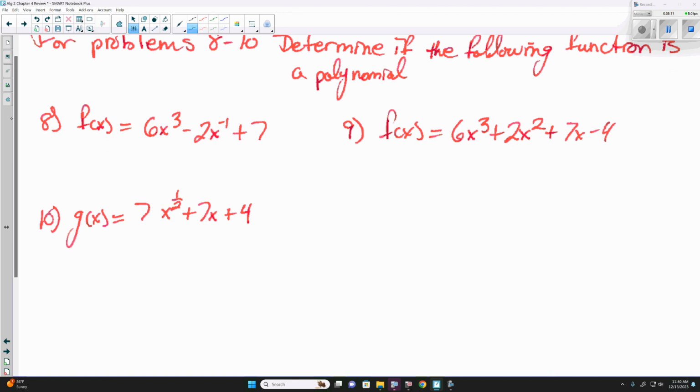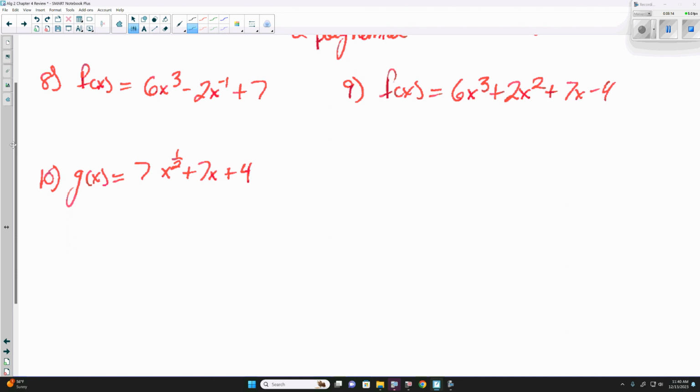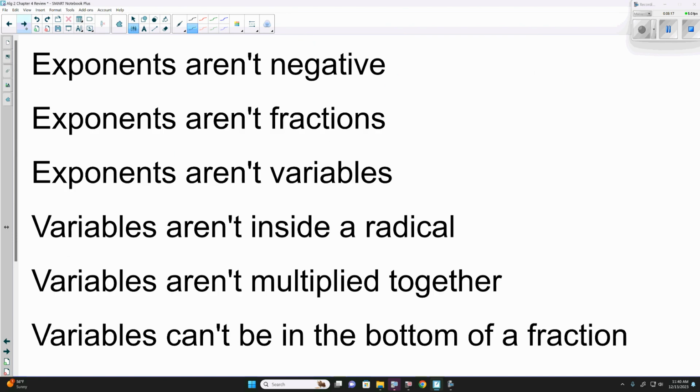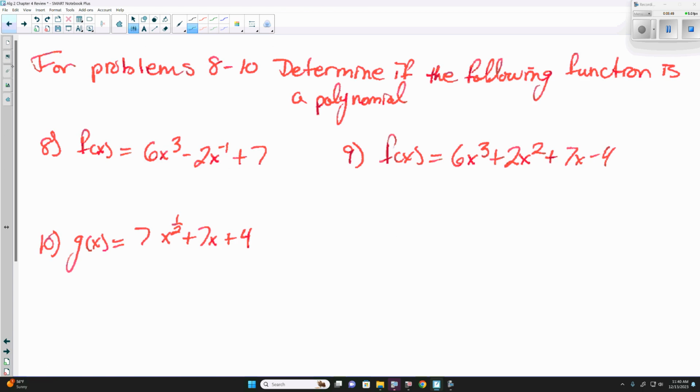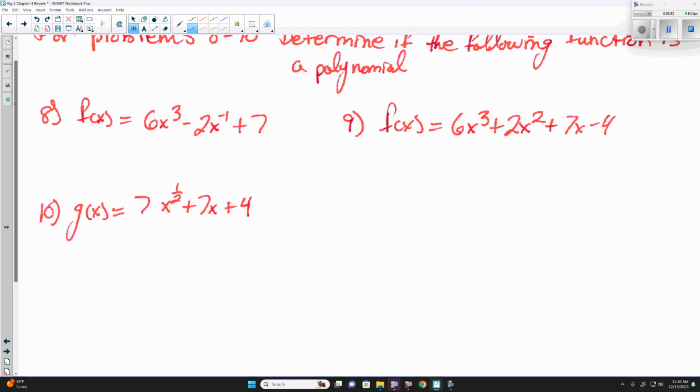Problems 8 through 10. Determine if the following function is a polynomial function. Well, there's a few things that we had to know to be able to determine if they are. Exponents can't be negative. Exponents cannot be fractional. Exponents aren't variables, so the exponent cannot be a negative number, a fraction, or have a variable in it. Variables aren't inside radicals, so we can't have the square root, cubed root, fourth root of x. X cannot be inside of a radical. We can't have two different variables being multiplied together, x times y, and variables cannot be in the bottom of a fraction. So if we look at number 8, is number 8 a polynomial function?